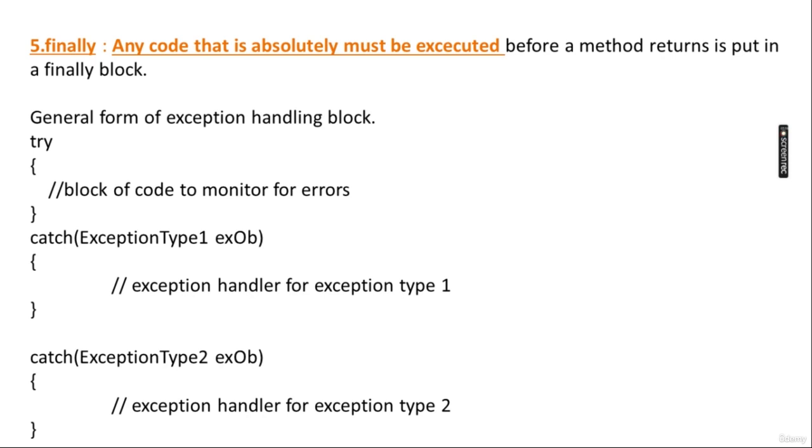The general form of exception handling: the block of code to monitor for errors is written in a try block. Then catch exception type 1 with its exception object, then catch exception type 2 with its exception object. These are the exception types. There are multiple types of exceptions that may occur, like arithmetic exception, array index out of bound exception, null pointer exception, and so on. So think about what type of error your program can generate.